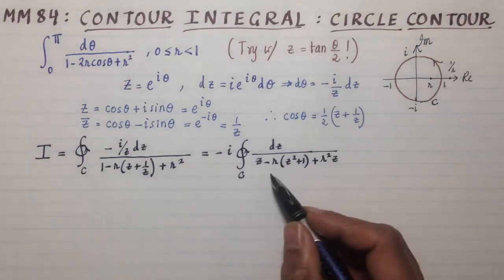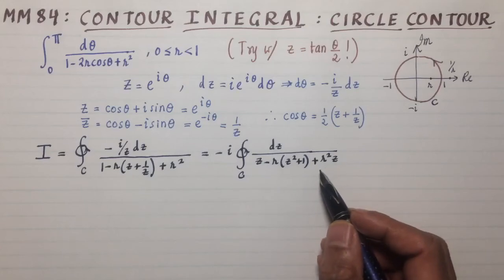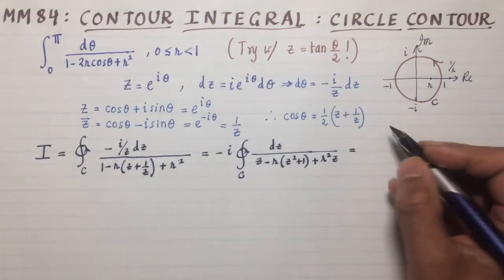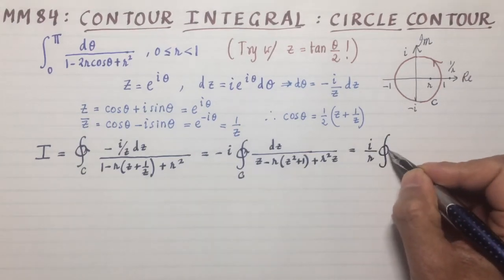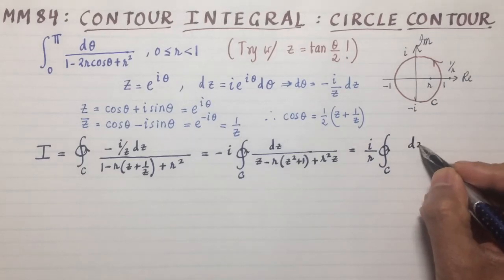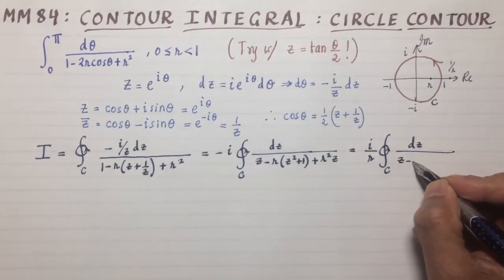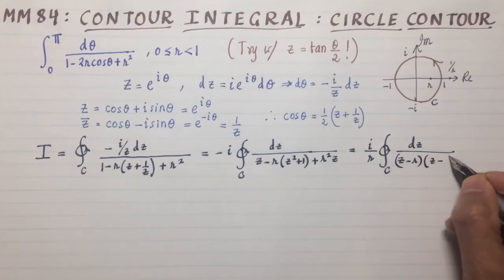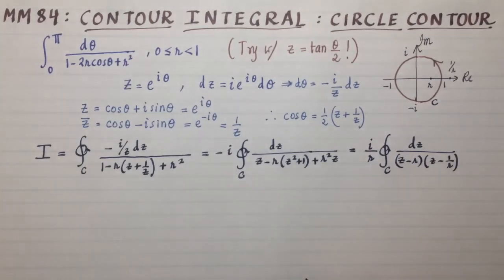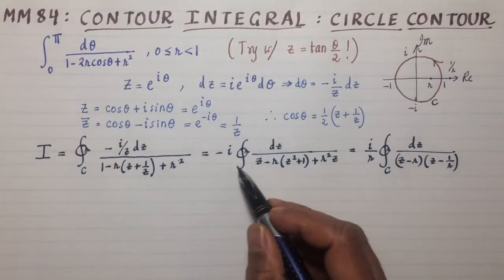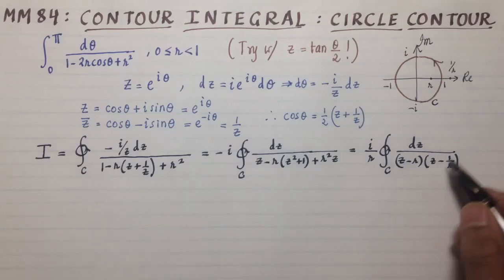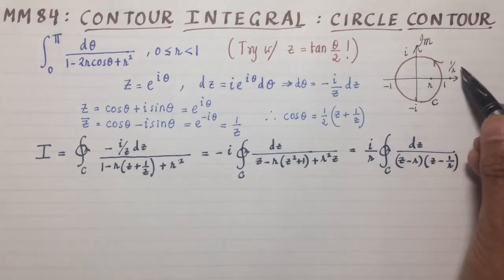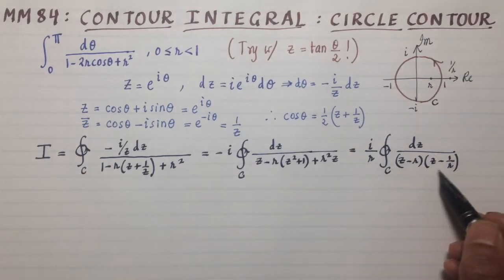Now that's actually a factorable expression. You can verify this for yourself, but this will end up being i over r, the integral dz over z minus r times z minus 1 over r. So first you take an r outside and then you can factorize it like this. That's actually a very interesting situation, and that's why I had this r inside and 1 over r outside, because I'm going to end up with simple poles.